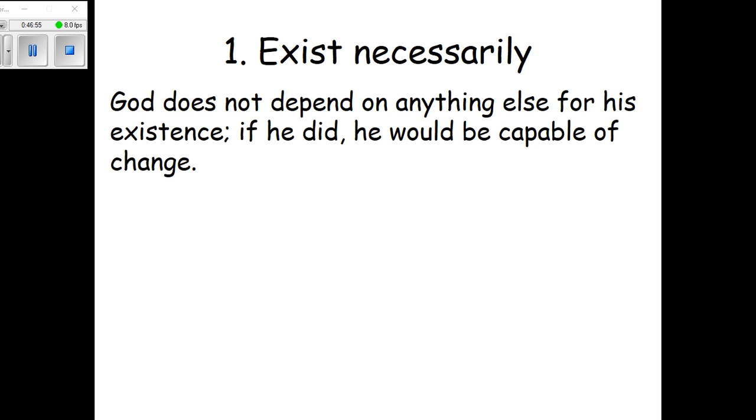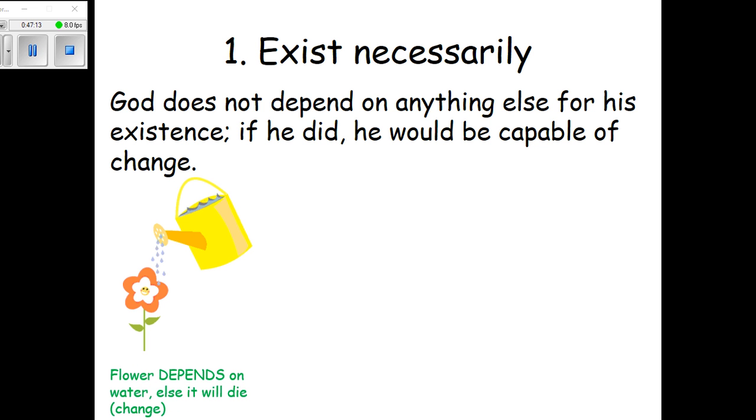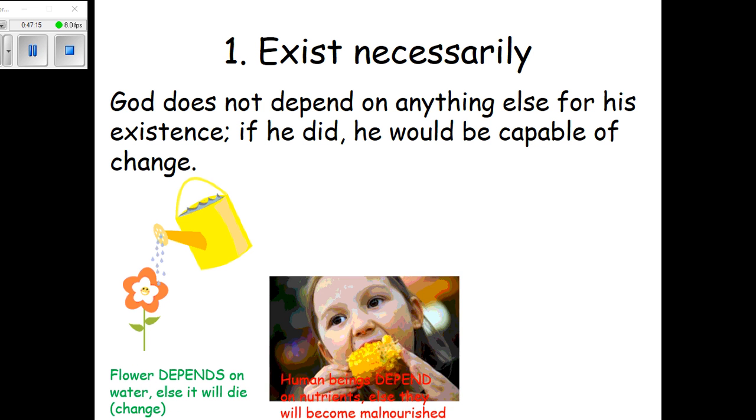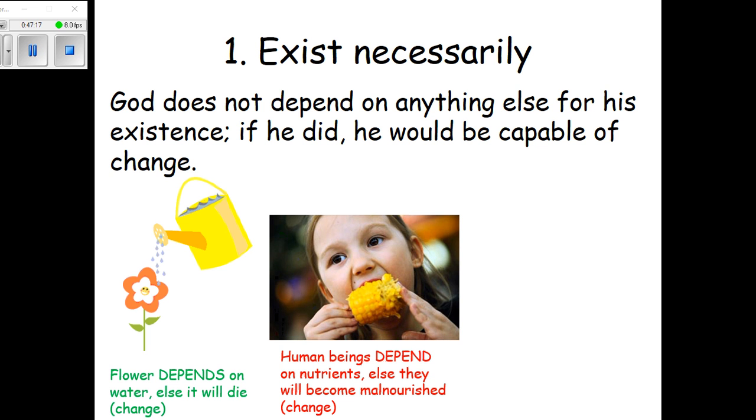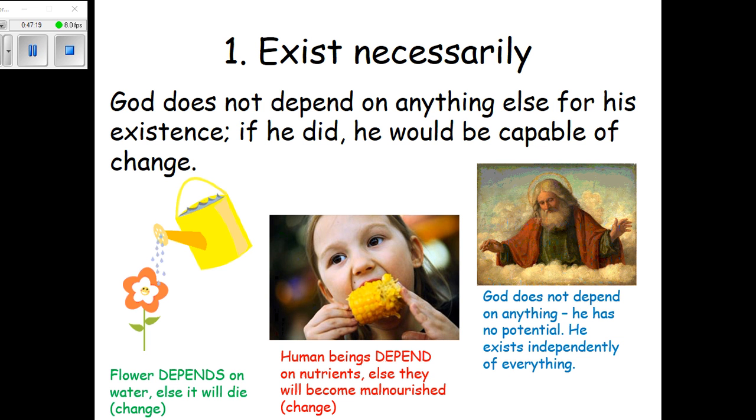Okay, so God does not depend on anything else for his existence. If he did, he'd be capable of change, because he would be forming in the process of motion. And also, he might not exist, because anything that exists only depends on the existence of something else if it's not a necessary existence. So the flower depends on the water, a human being depends on nutrients. God doesn't depend on anything. He has no potential. He exists independently of everything.